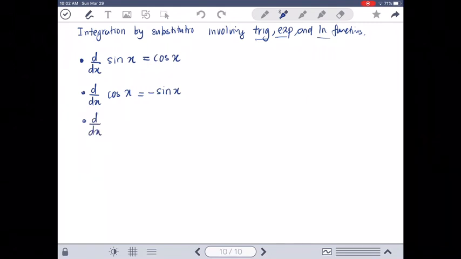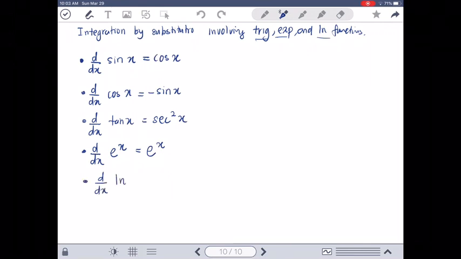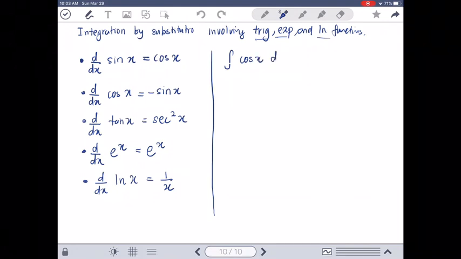When we differentiate tan x, we will get sec squared x. If we differentiate e to the power of x, we will get e to the power of x. And if we differentiate ln x, we will get 1 over x, which means that if we integrate cos x with respect to x, we will get sin x plus c.